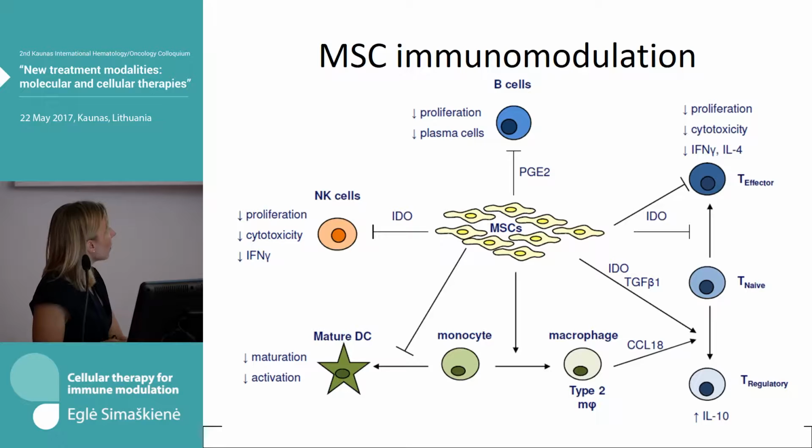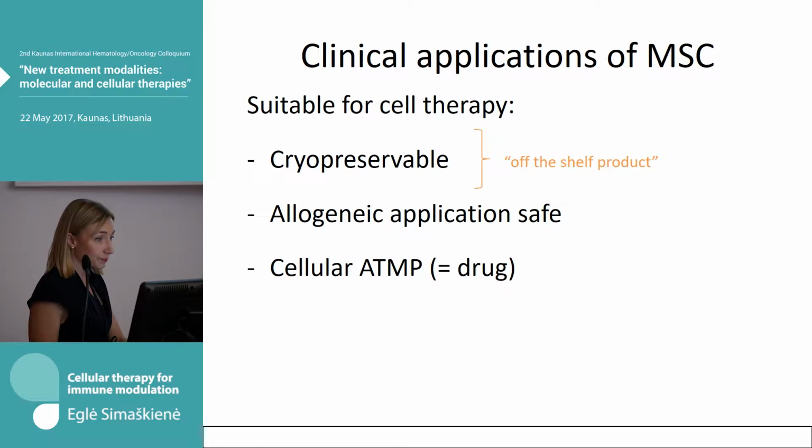So there are a lot of different pathways in which they act. Because of these different actions and this immunomodulatory property, MSCs could be used for clinical application. These cells are suitable for cell therapy because they are cryopreservable. Allogenic application is safe, and it is like a drug, a cellular ATMP.